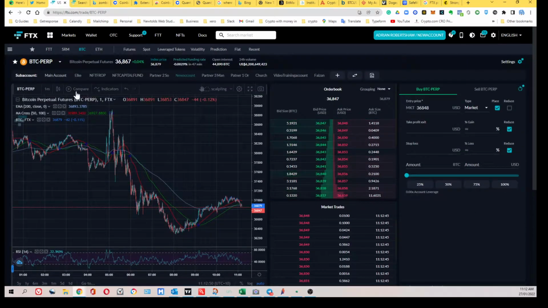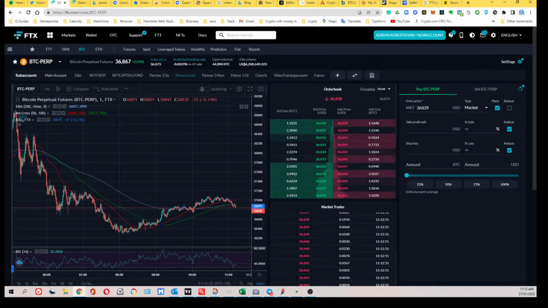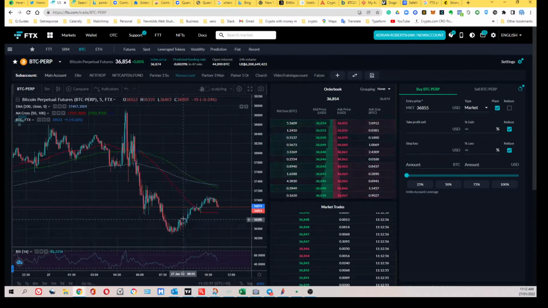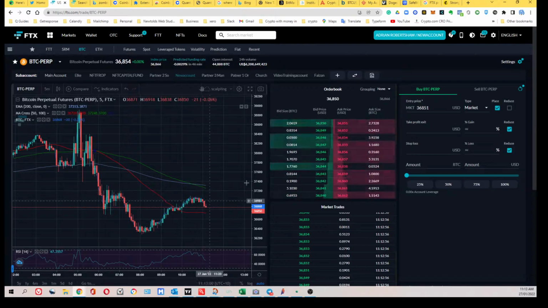So this is on a 1 minute chart at the moment. If I was scalping, it'd probably be a 3 to 5 minute chart, so we'll go to 5 minute. So this is if I wanted to buy, long or short, now.